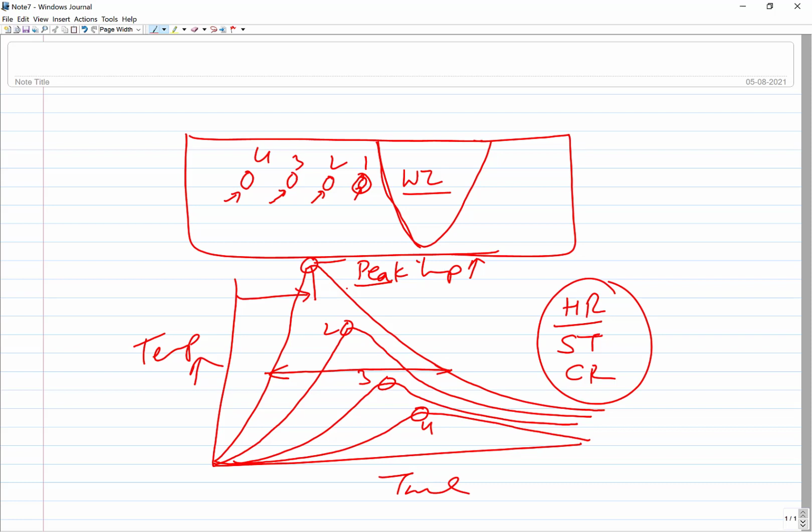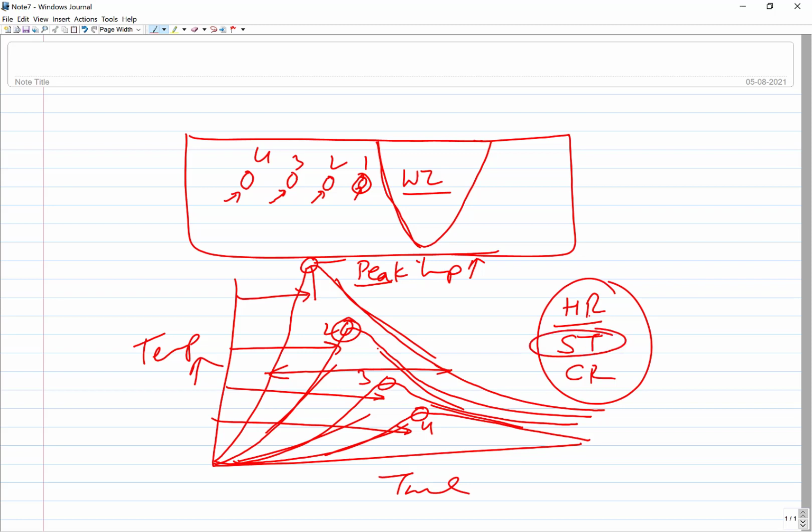Okay, but all these things will be getting delayed. It is taking longer time. Further, it is taking longer time to reach peak temperature, and the heating rate is also getting reduced. Cooling rates are also getting reduced. High soaking time is also getting reduced.